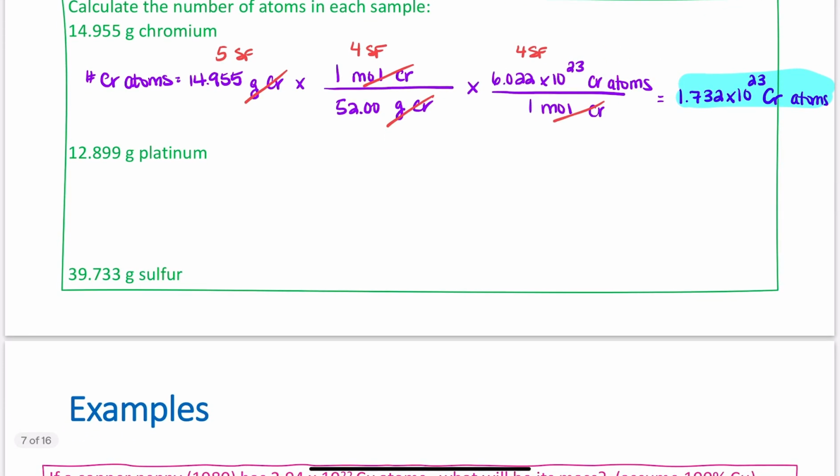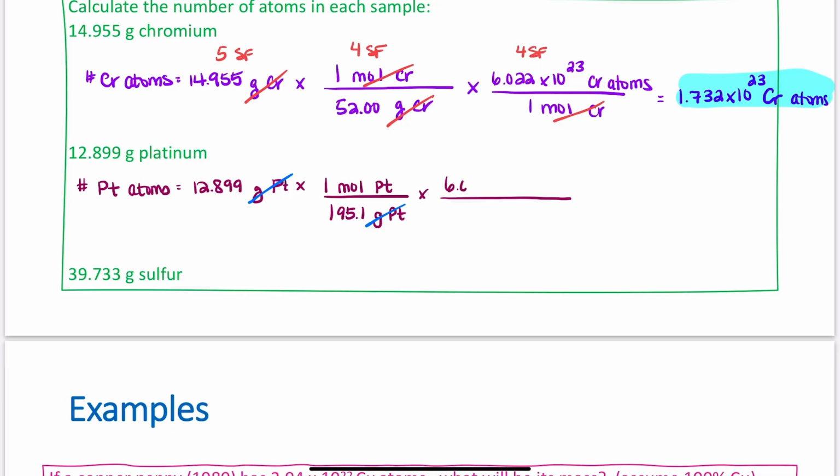12.899 grams of platinum. So number of platinum, Pt, atoms. I've got 12.899 grams of platinum. I look at the periodic table, I find platinum, and I see that platinum has an atomic weight of 195.08, which I'm going to round to 195.1 grams. So that means 195.1 grams of platinum would equal 1 mole of platinum perfectly. Cancels my grams of platinum and gets me to moles.